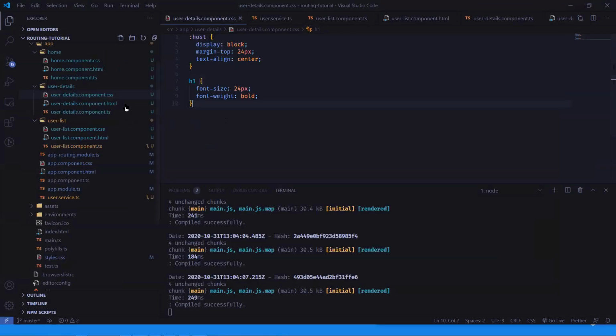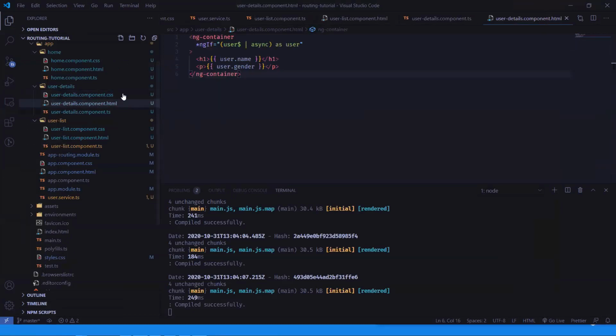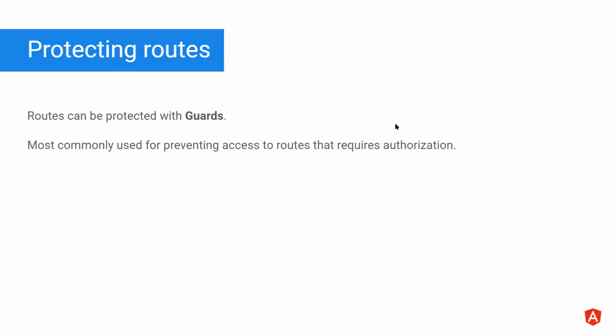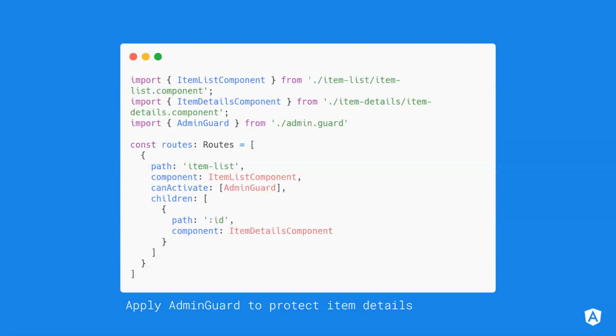So that's the demo, we can continue on with the next slide. Next we'll talk about how to protect our routes. If you need to set up a website with authorization access, you need to set up your guards. So this is one example of how to do that. You import the guard, then you put it into the canActivate property.